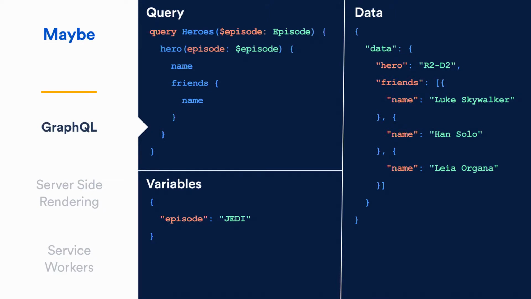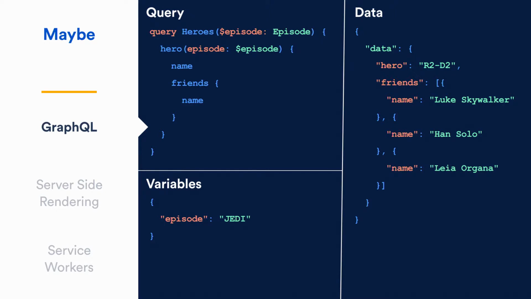So GraphQL is a query language for your API. While typical REST APIs require you to make requests to many resources, GraphQL allows you to combine all of those requests into one.